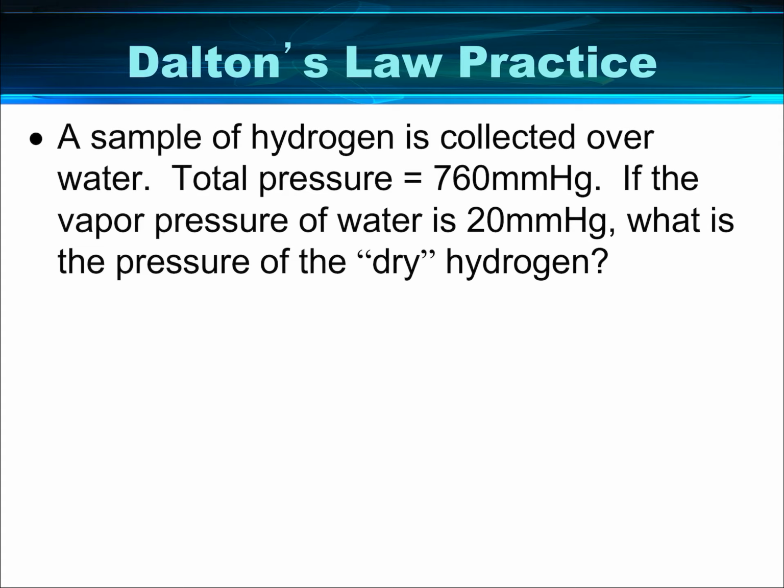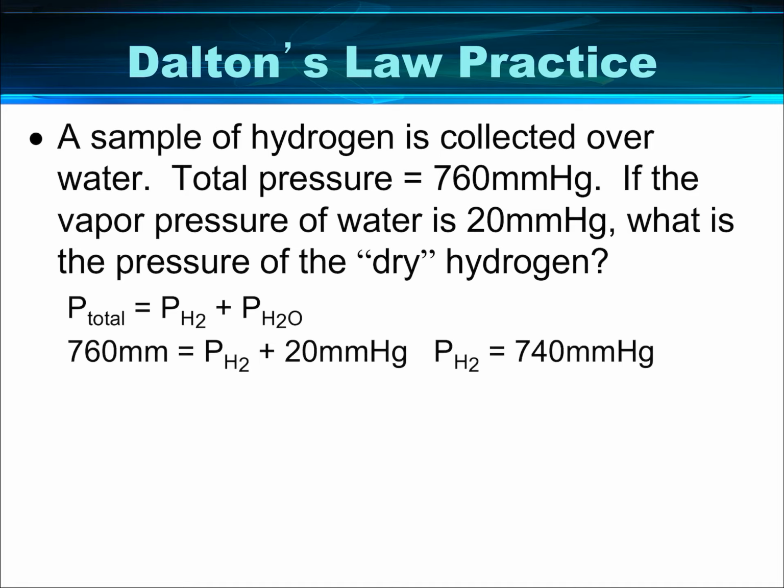Okay, so if we were to look at a Dalton's law practice problem: a sample of hydrogen is collected over water, right? A gas has to be collected over water, because we have to run it through water so that we can collect it. The total pressure is 760 millimeters of mercury. Millimeters of mercury is a unit of pressure. If the vapor pressure of water is 20 millimeters of mercury, what is the pressure of dry hydrogen? Dry meaning not wet, okay?